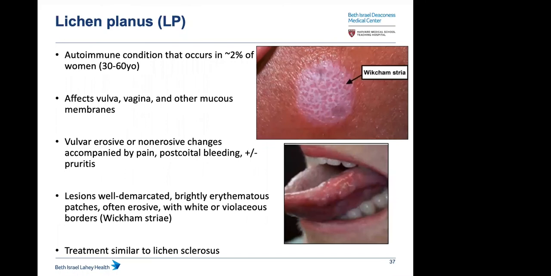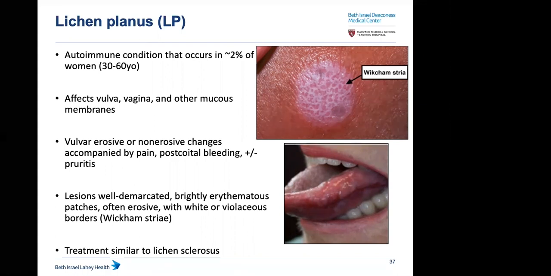Lichen planus is another autoimmune condition that occurs in about 2% of patients, women ages 30 to 60 years old. This affects the mucous membranes of the body, so it can be present in the mouth, but also in the vulva and the vagina. It can cause erosive and non-erosive changes, which can be accompanied by pain. Patients may have postcoital bleeding or pruritus. And the lesions are different from that of lichen sclerosis, and they're very well demarcated.